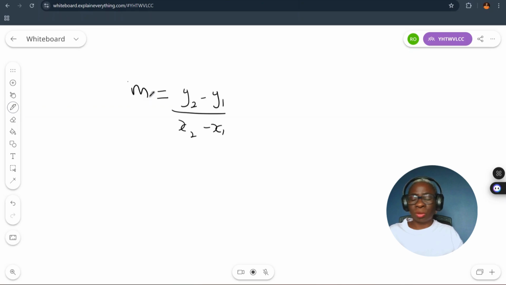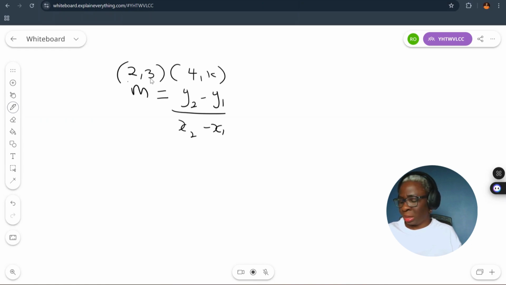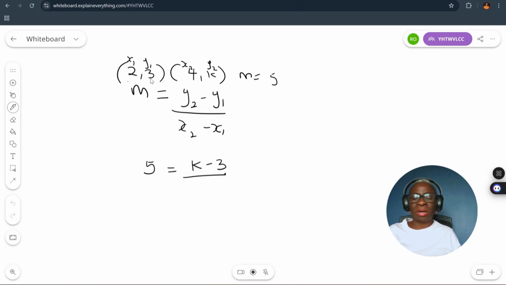And from the given question, we were given point (2, 3) and point (4, k) with gradient equal to 5. So this is x1, y1 and then x2, y2. So that means 5 will be equal to, what is y2? k minus 3 over 4 minus 2. So 5 will be equal to (k minus 3) over 2.